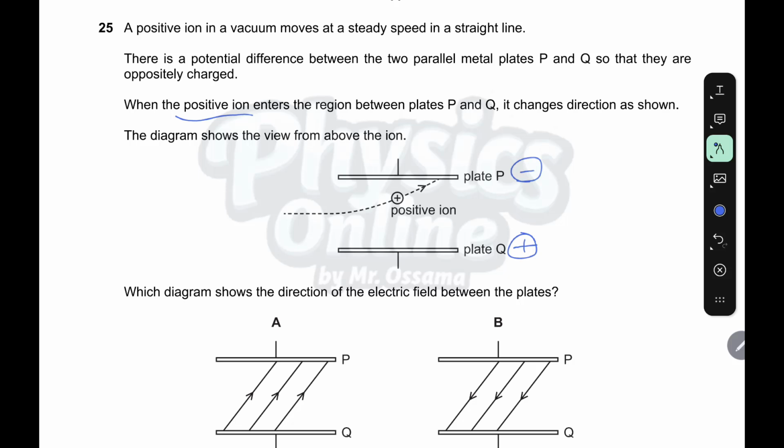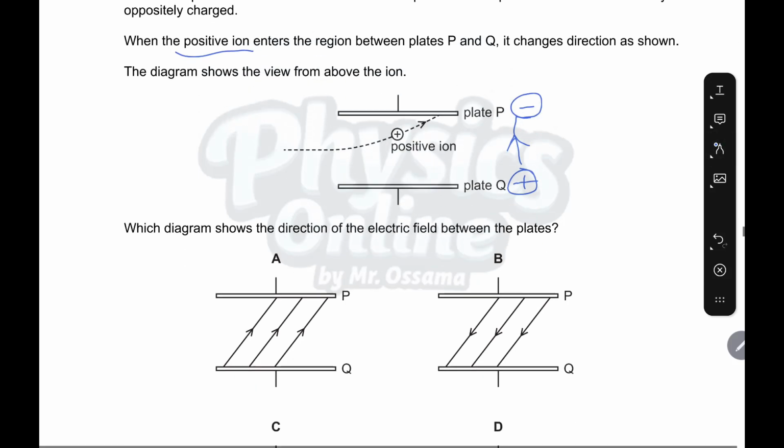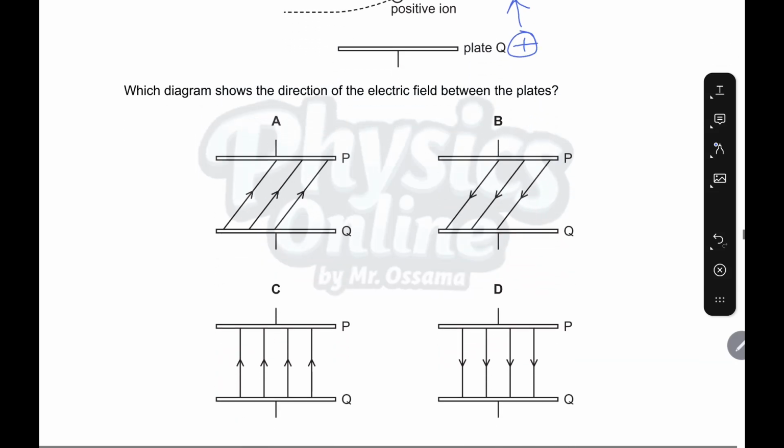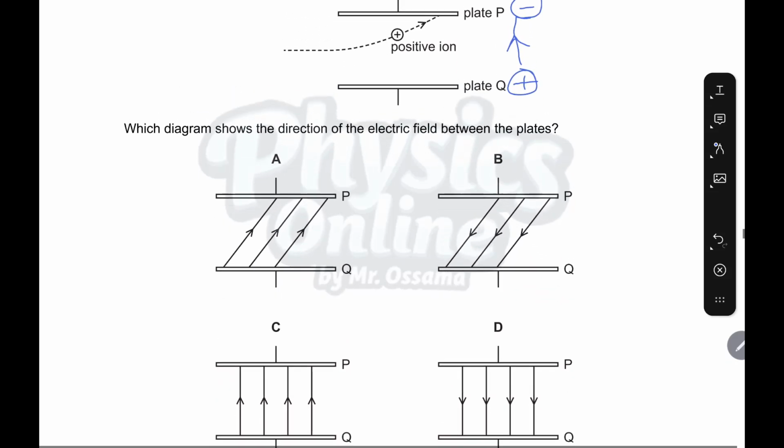Which diagram shows the direction of the electric field between the plates? We know that the electric field direction is from positive to negative. So we see here, from positive to negative, the direction is upward.